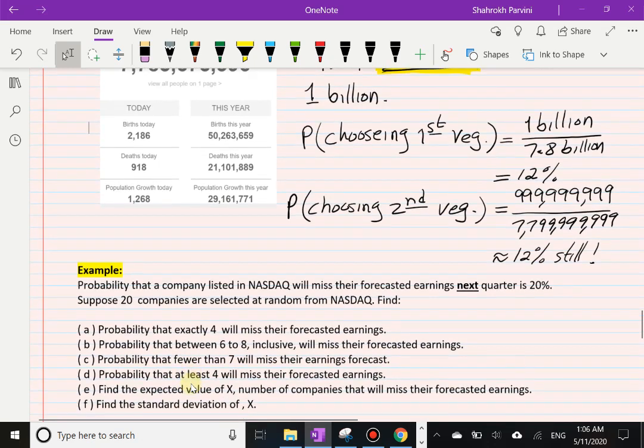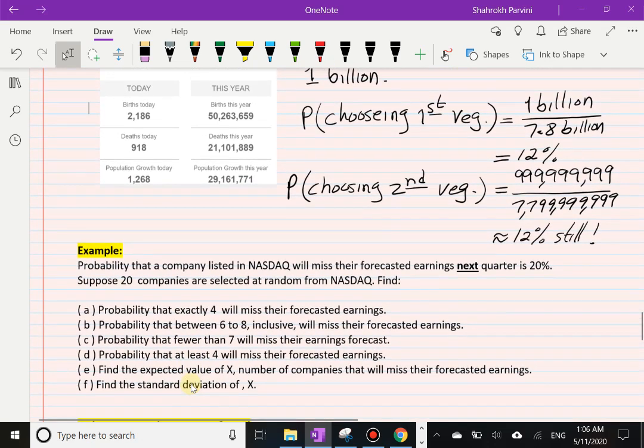Okay, now let's actually take a look at an example of this one. And remember, we're going to do this in Minitab, so don't worry about that formula that I flashed earlier. Now, in this example, I just made that up, but it's pretty realistic.